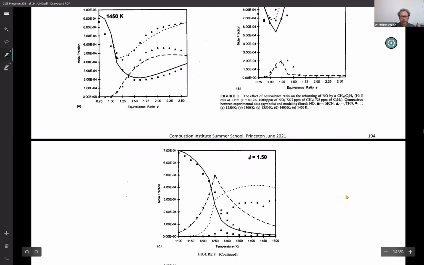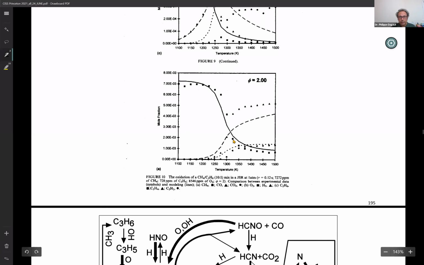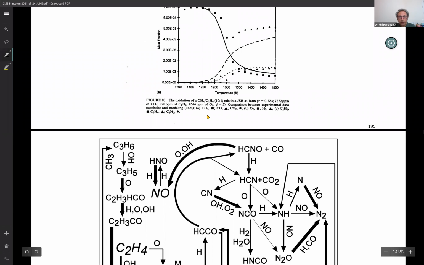Here we looked at the impact of temperature, and so we plot NO as a function of temperature and the formation of, I'm sorry, these are here. These are the methane, CO, and CO2. So methane, CO, and CO2, and here, and here it's also methane, CO, and CO2.